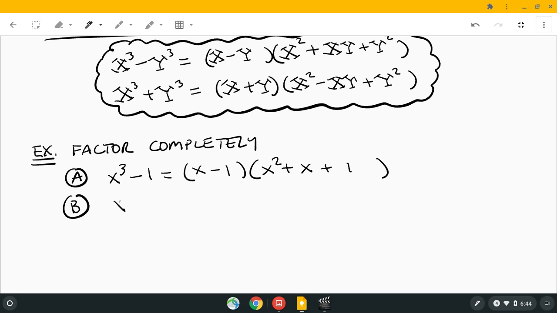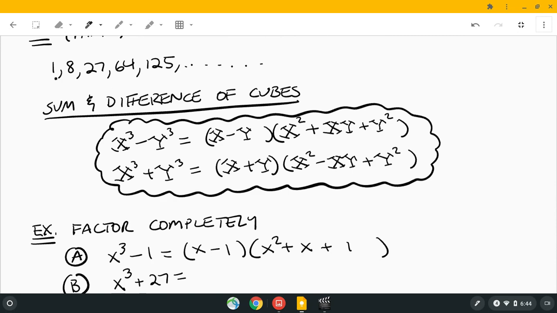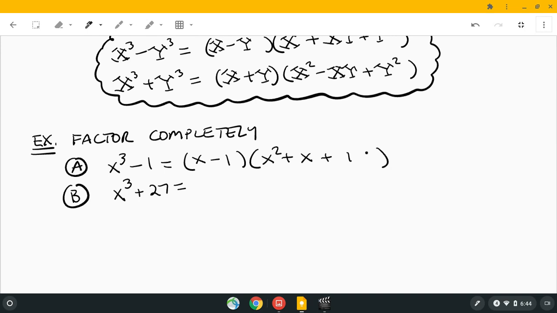x cubed plus 27. Okay. So identify what is being cubed here. That would be x. And identify what's being cubed here. That would be 3. Okay, again, if you don't have them memorized, then at least write down the first like 8 of them. Okay. All right, so we said x is being cubed and 3 is being cubed. And if this is a sum, your binomial will be a sum.